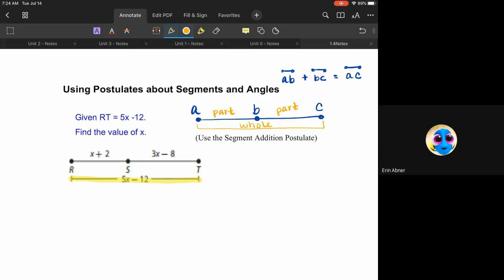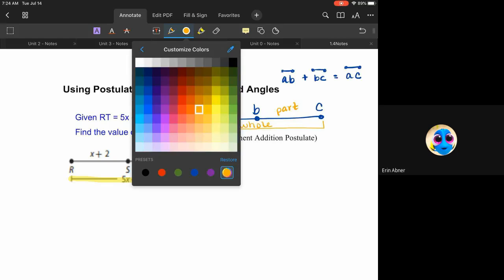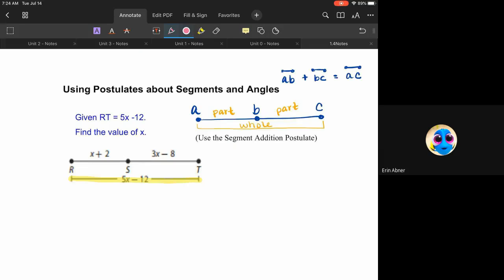Let's give it another funky color, not orange. Hold on. Weird pink color. It doesn't really look like pink, but we'll call it pink. So say the part must equal the whole. Okay. Now that we have our little side notes there, now we know what we're doing.